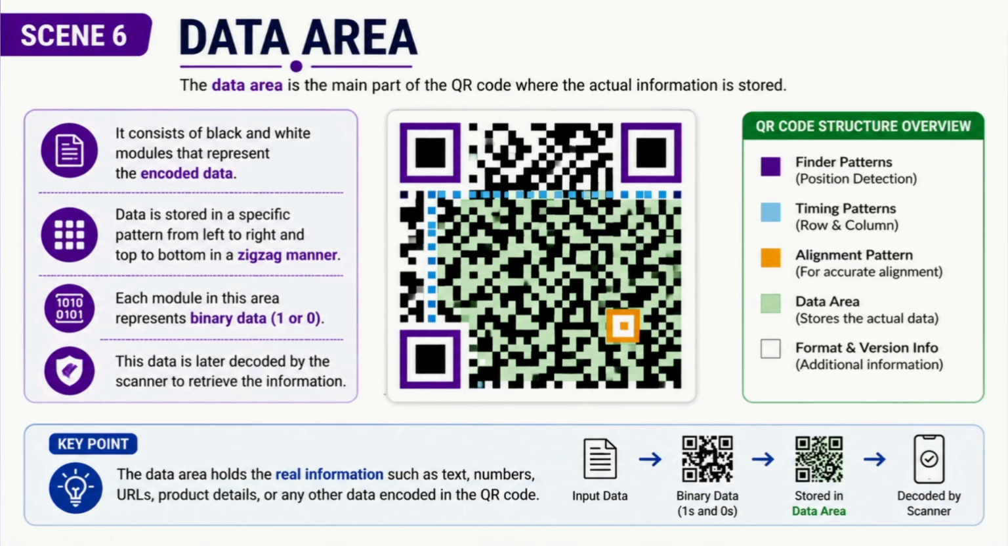The data stored can include text, URLs and pharmaceutical details. In pharmacy, it may store the drug name, dose, batch number and expiry date. The arrangement of the modules follows encoding standards. The data area occupies a large portion of the QR code. It is designed to store the maximum information efficiently. Thus it acts as the memory section of the QR code.